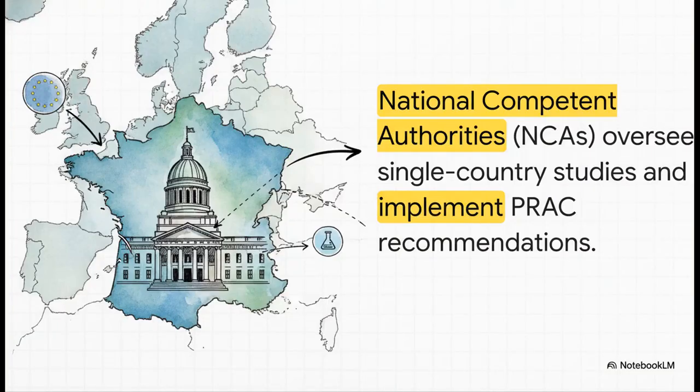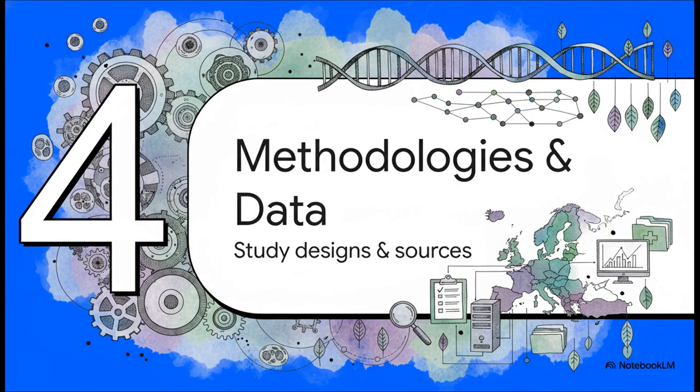And then finally, you have the national level bodies. These are the National Competent Authorities, or NCAs. Their job is to oversee any studies that are only being conducted in one single member state. But for those bigger EU-wide studies, they act as the local enforcement arm. They're the ones on the ground responsible for making sure the recommendations and decisions made by the PRAC are actually implemented.